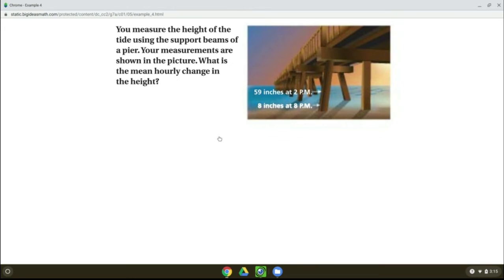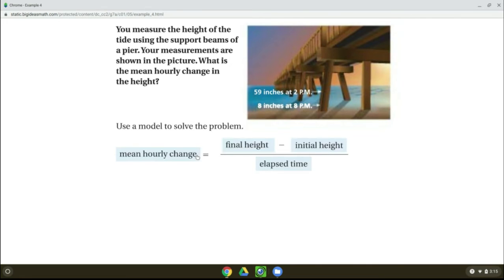So you want to write down this formula. To find the mean hourly change, you're going to take the final, in this case, height. Maybe it's grade, maybe it's something else, but in this case, it's the final height minus the initial height, which is the beginning amount, right? So it's the final amount minus the beginning amount, all over the amount of time, the elapsed time.